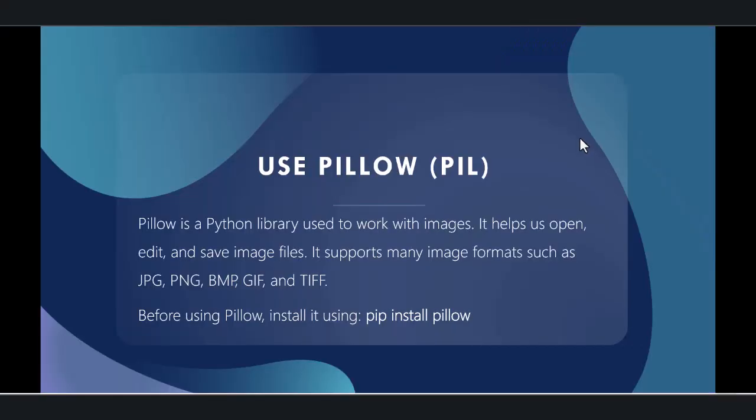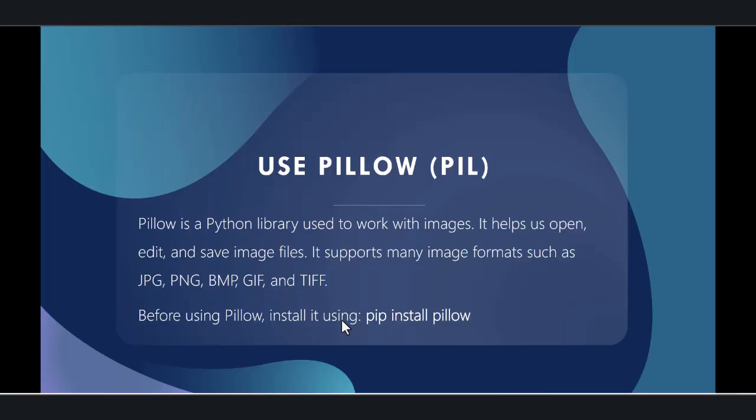The first method is using the Pillow library. Pillow is one of the most popular libraries for working with images in Python. It provides many useful features: it helps us open an image, we can resize it, crop it, rotate it, add text, and it helps us in saving it also. In this video, we'll focus only on saving images, but you can also use this for many image editing tasks. Pillow is not included with Python, so we need to install it first.